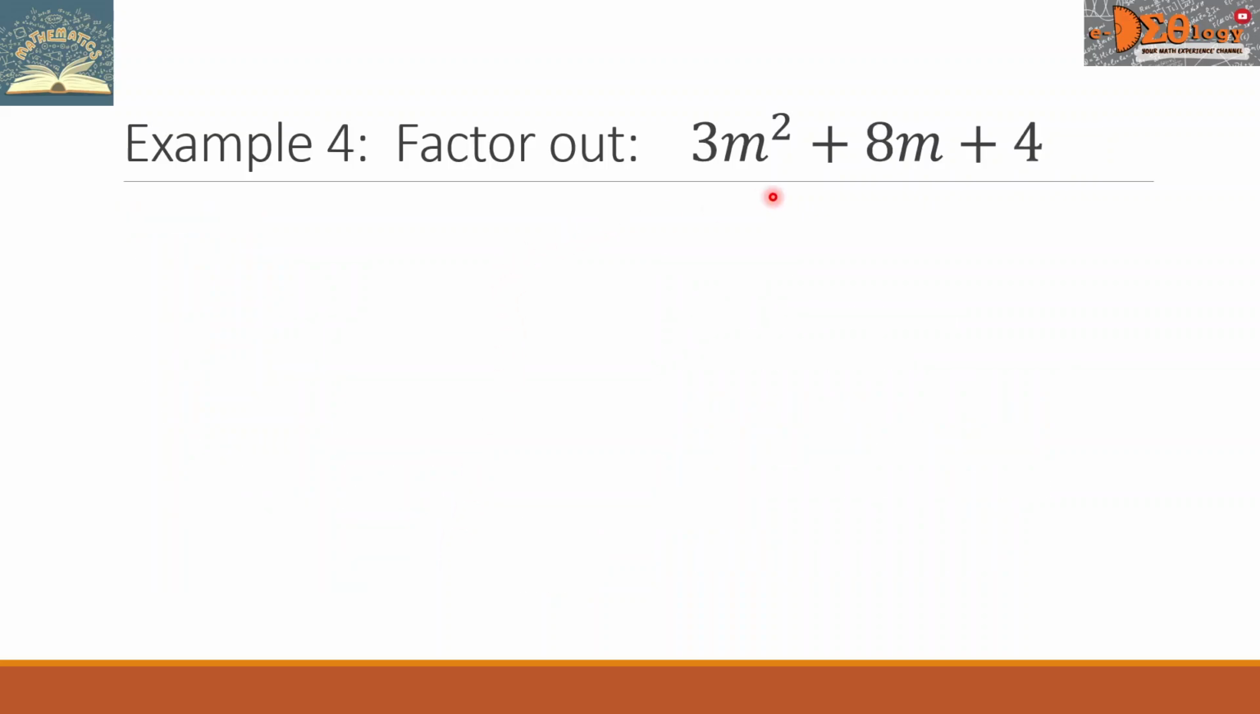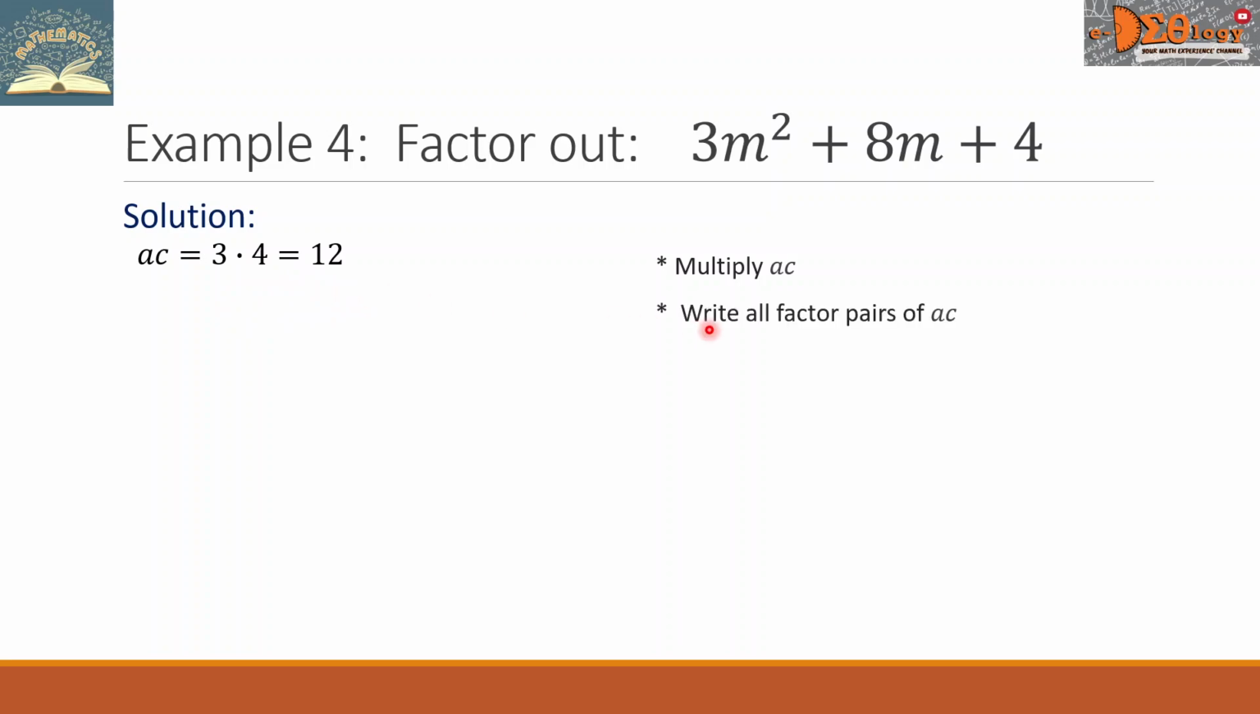Example 4. Factor out 3m squared plus 8m plus 4. Let's multiply AC. A is 3, C is 4. So AC is 3 times 4 and the product is 12. Let us write all factor pairs of 12. We consider the sign of the middle term. The middle term is positive 8m. Since this is positive, we will write only the factor pairs of 12, all positive. So the factors are 1 and 12, 2 and 6, 3 and 4.